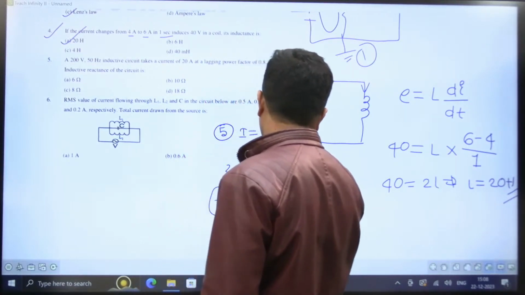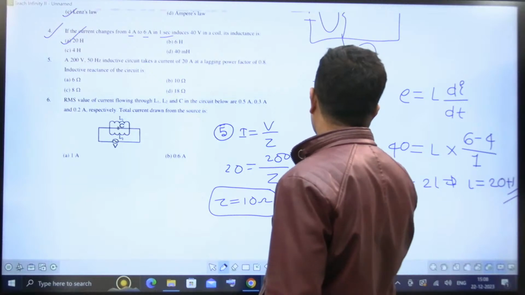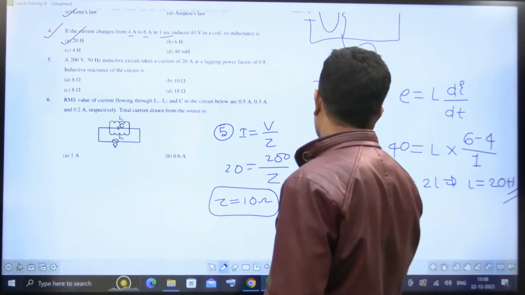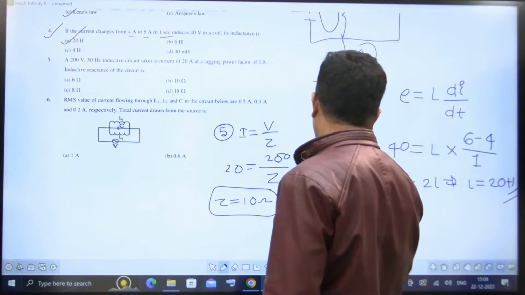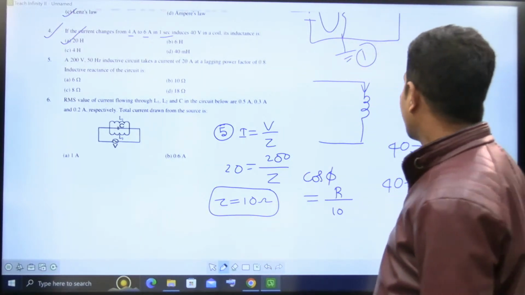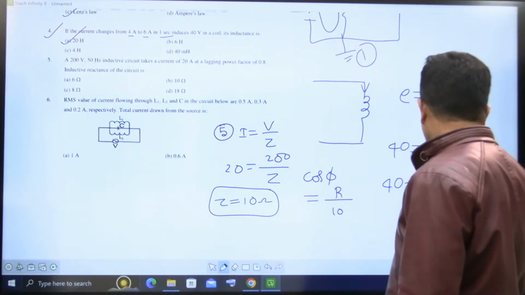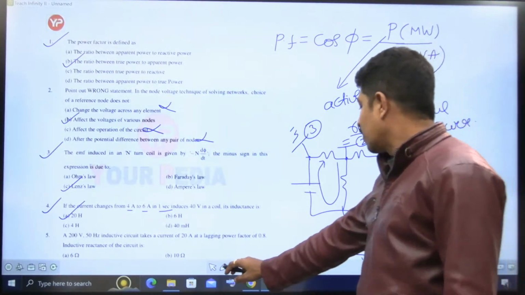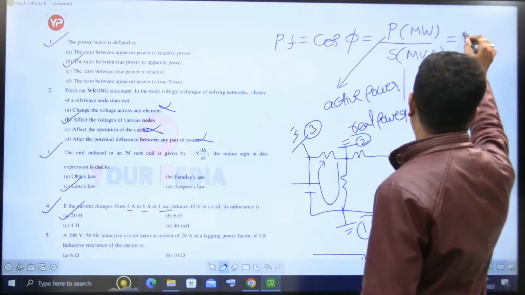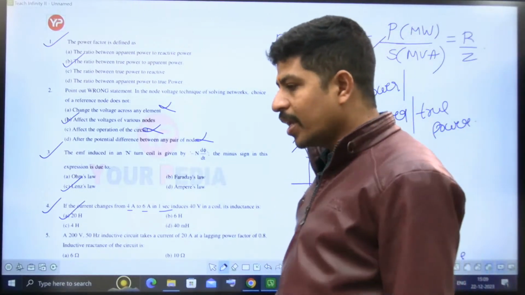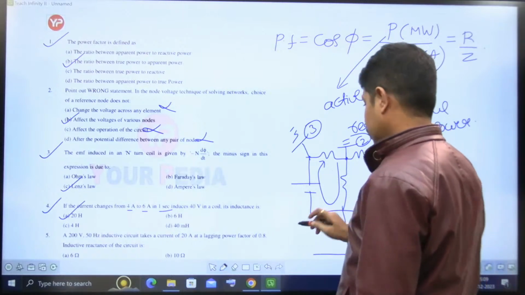Keep it aside. Then what is cos phi? It is given as the power factor. Cos phi is equal to R by Z, that is R by 10. Cos phi, the power factor, is equal to R by Z also. Power factor is equal to R by Z, and it does not have any units. Power factor does not have any units, right? Come here.